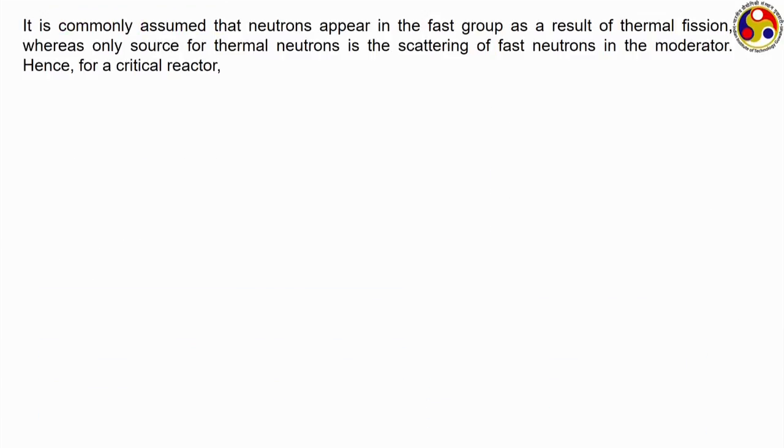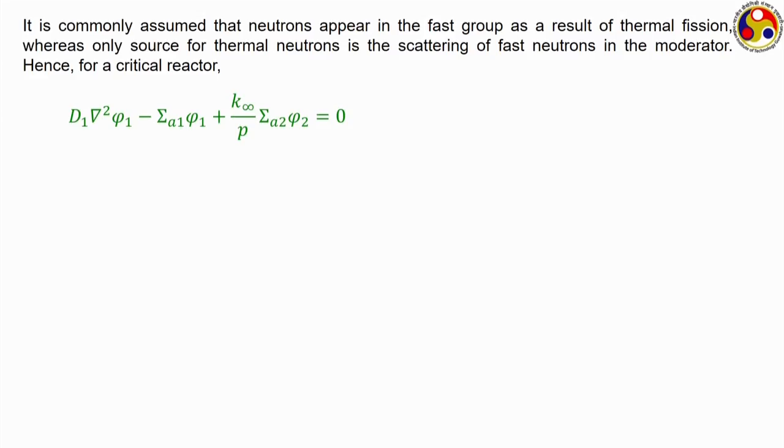Now, we have to present a very brief mathematical analysis. We are assuming that the neutrons appear in the first group as a result of thermal fission only. That is, when the thermal neutrons participate in the fission reaction, the products of those constitute this first group. But the only source of thermal neutrons is when these first group neutrons pass through the resonance absorption zone, and because of scattering, they become thermalized.